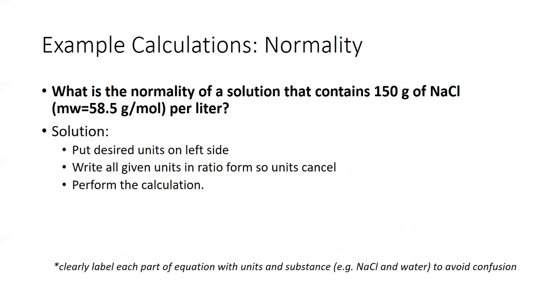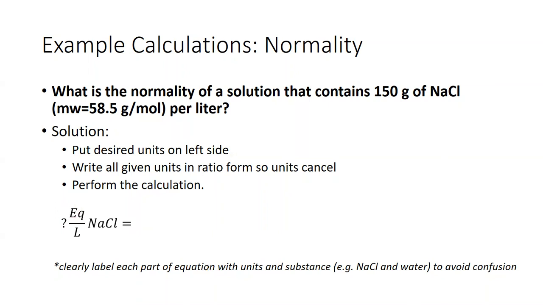When we calculate normality, we're going to do some examples. What's the normality of a solution that contains 150 grams of sodium chloride, which has a molecular weight of 58.5 grams per mole, per liter? We're once again going to put our desired units on the left-hand side. In this case, it's equivalents per liter. That is what a normality unit is. Molarity was moles per liter. Normality is equivalents per liter, or equivalent weight per liter.